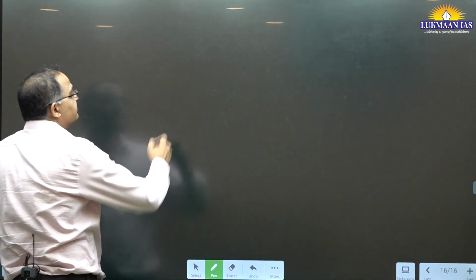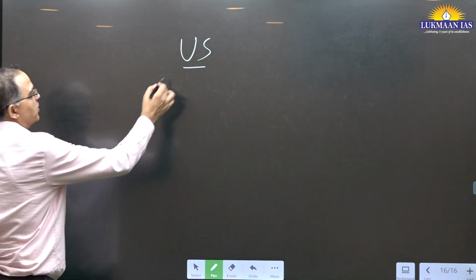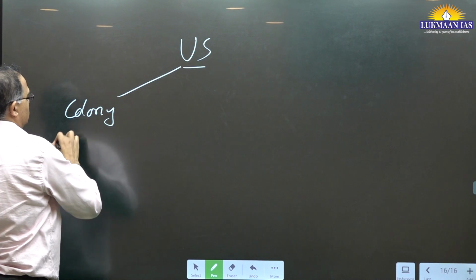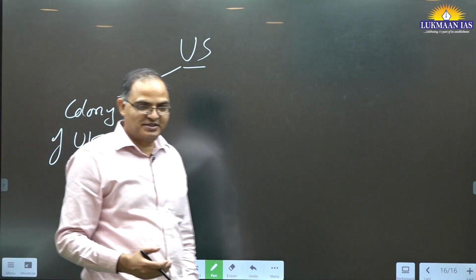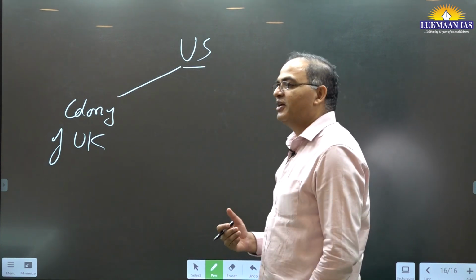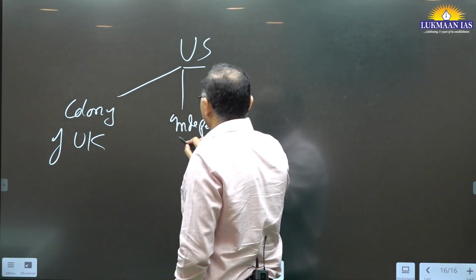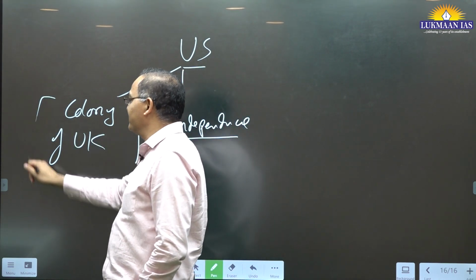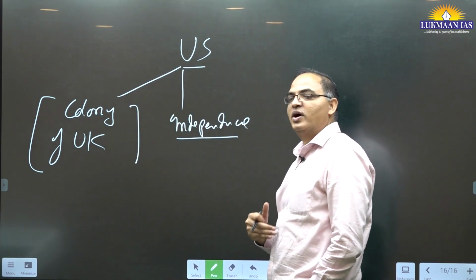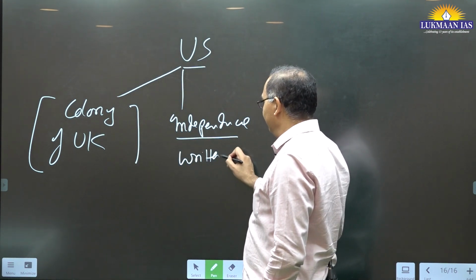Now, let's take the US. The US has a different history. The US was a colony of the UK. So when it was a colony of the UK, you know that it faced all that exploitation. Therefore, when they got independence, they wanted to completely undo this exploitative system. To undo that exploitative system, they adopted a written constitution.